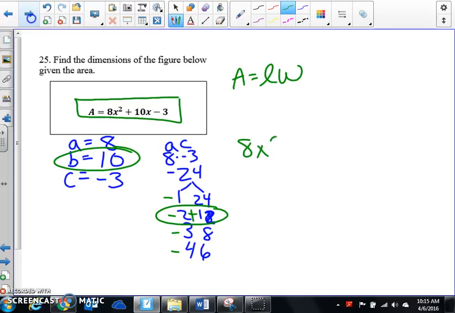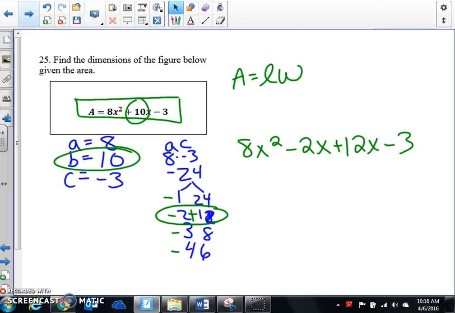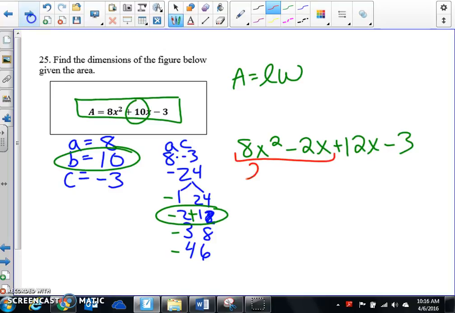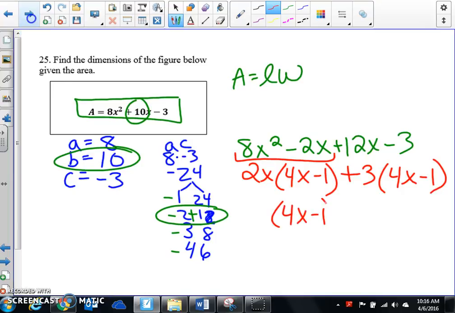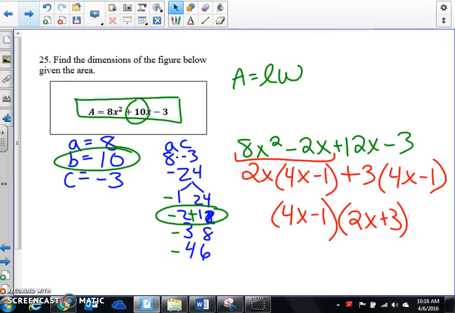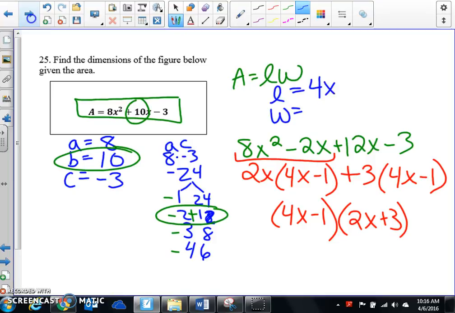Therefore, we have 8x squared, so I'm subbing it out right there, minus 2x plus 12x minus 3. Over here, I can take out a 2x, leaving me with 4x minus 1. Over here, I can take out a positive 3, leaving me with 4x minus 1. So my 4x minus 1s are identical, so I rewrite them, and then whatever's left over. Therefore, my dimensions could be either one. My length and width are interchangeable, but let's just say our length is 4x minus 1, and our width is 2x plus 3.